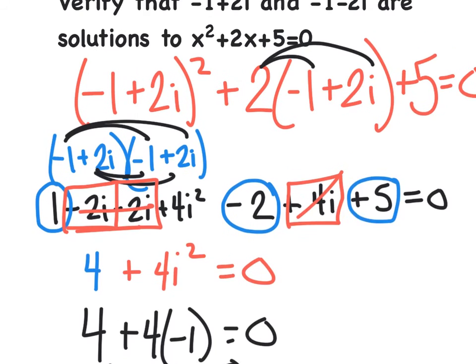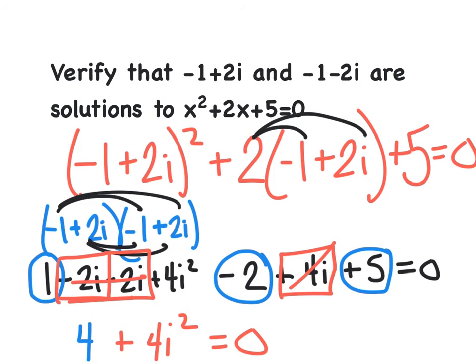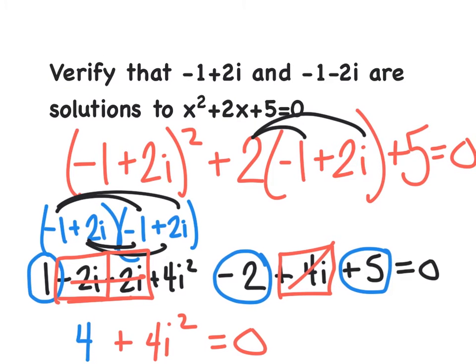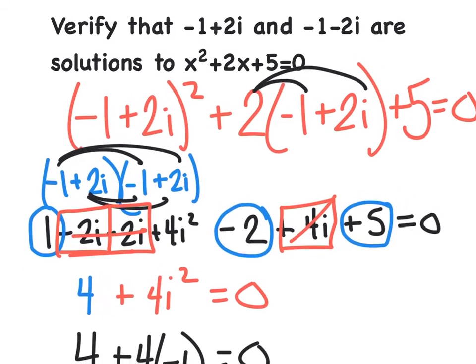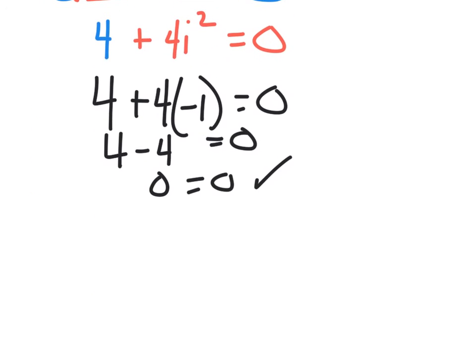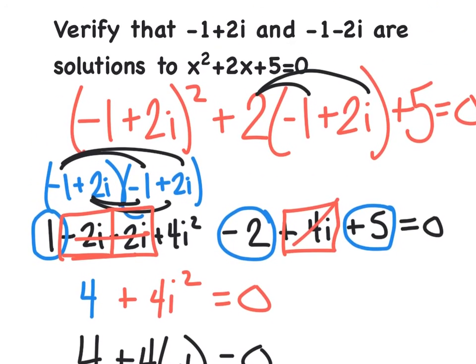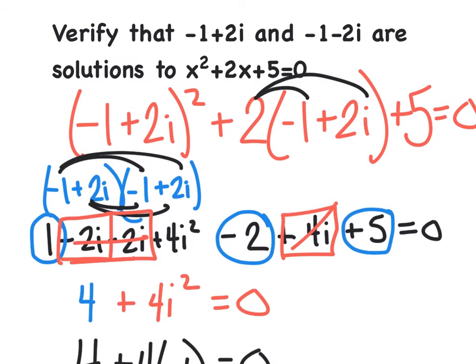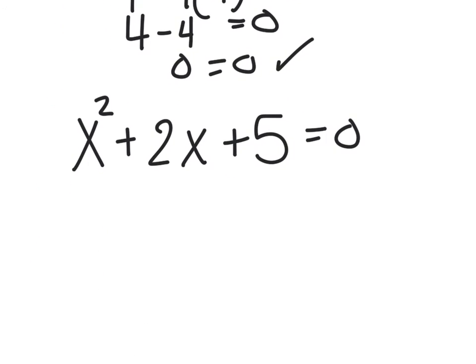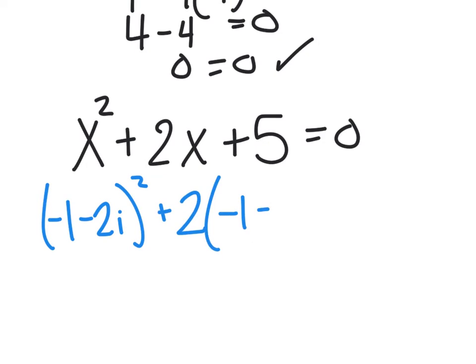They want us to check a second solution, negative 1 minus 2i. So I'm just going to carefully plug that in. So I believe my equation was x squared plus 2x plus 5 equals 0. Sorry, I have to go back and double check. x squared plus 2x plus 5 equals 0, and I'm substituting in negative 1 minus 2i. So negative 1 minus 2i squared plus 2 times negative 1 minus 2i plus 5.